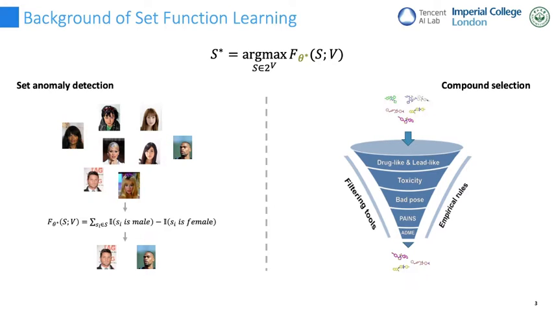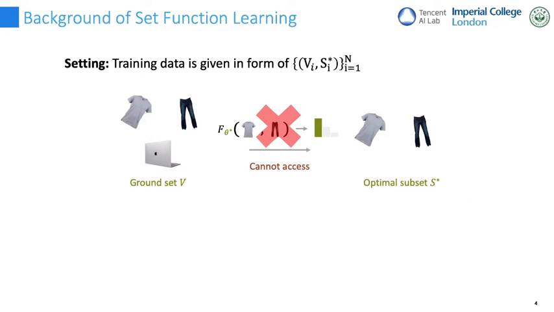Another example is compound selection. You want to select a subset of compounds that satisfy some desirable properties. In this case, the selected subset of compounds can be viewed as maximizing some underlying set function. However, unlike set anomaly detection we saw on the left, you cannot explicitly write out the set function in this case.